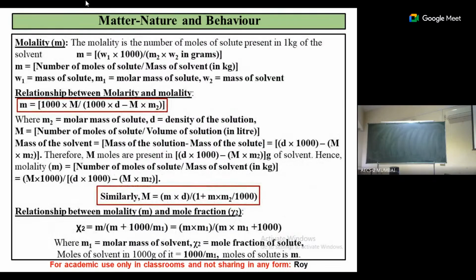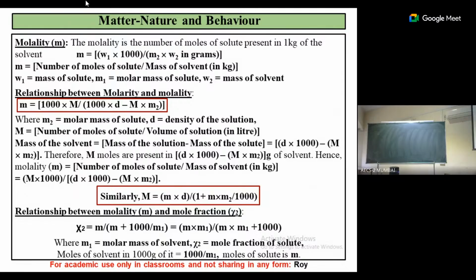Next. This is a cousin brother, molality. Here the definition is a little different. It is based on 1 kg of solvent. Molality is defined as the number of moles of solute present in 1 kg of the solvent.